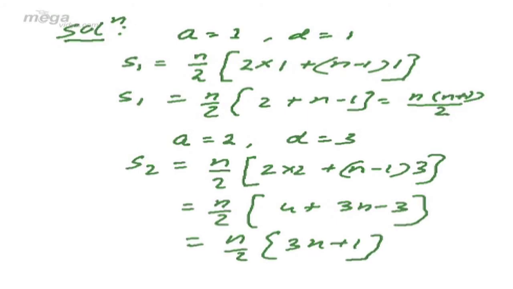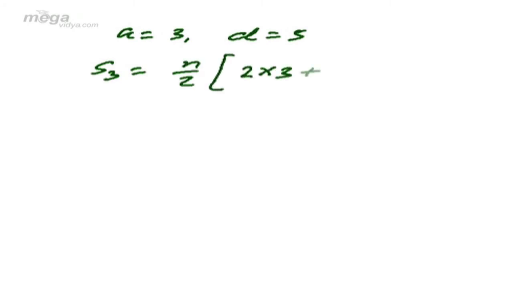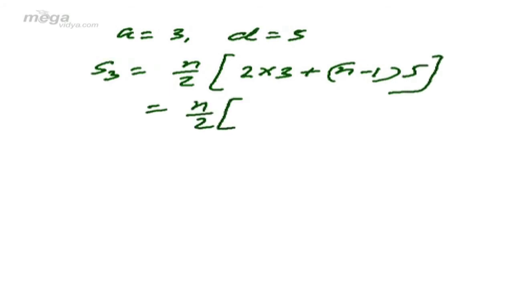This is S2. In S3, the first term is 3, but the difference is 5, and the number of terms is n. Therefore, the value of S3 is equal to n by 2 into (2a plus n minus 1 into d). Then it becomes n by 2 into (5n plus 1). This is the value of S3.